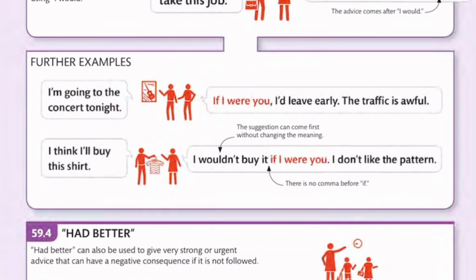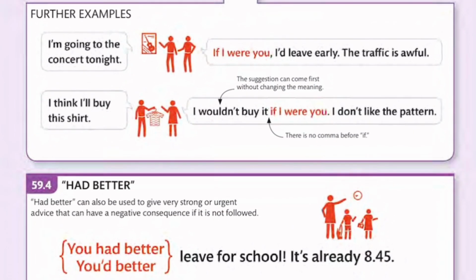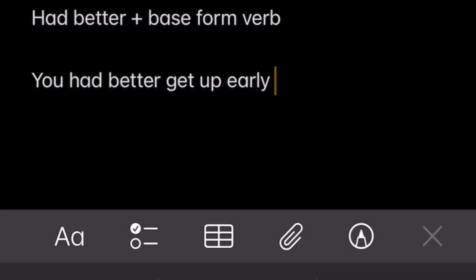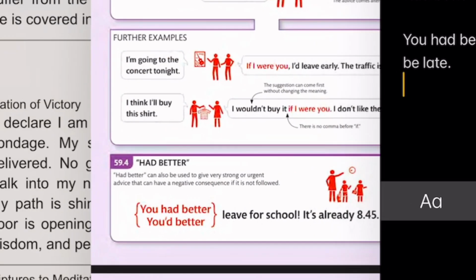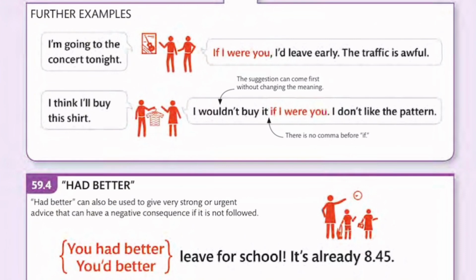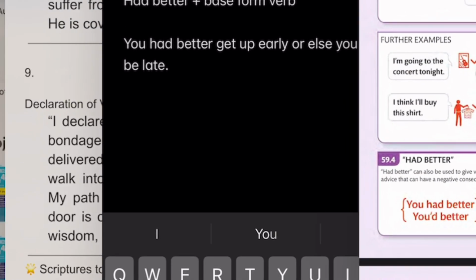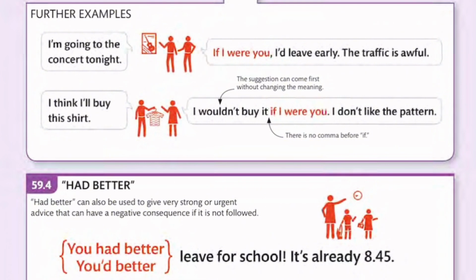Remember we said had better can be used to give strong or urgent advice that can have a negative consequence if it is not followed. Let's have the negative consequence. You had better get up early, or else you would be late. You can say, or you'll be late. So you had better leave for school. It's already 8:45. Please take note of that structure and take note of when we use it.